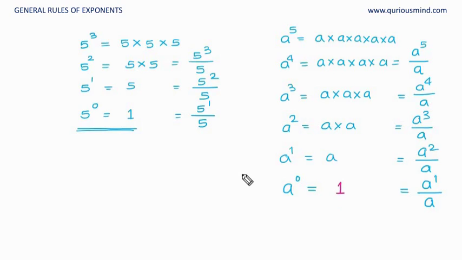And so we get one rule which states a raised to 0 is equal to 1. So any number, any non-zero integer raised to 0 is 1. So this is one new rule which we have got. I can prove this rule by one more way.